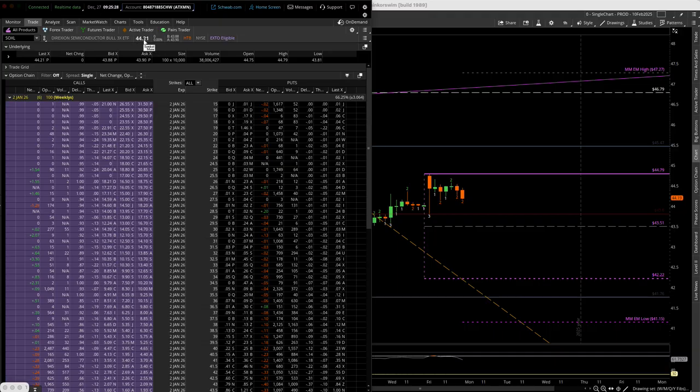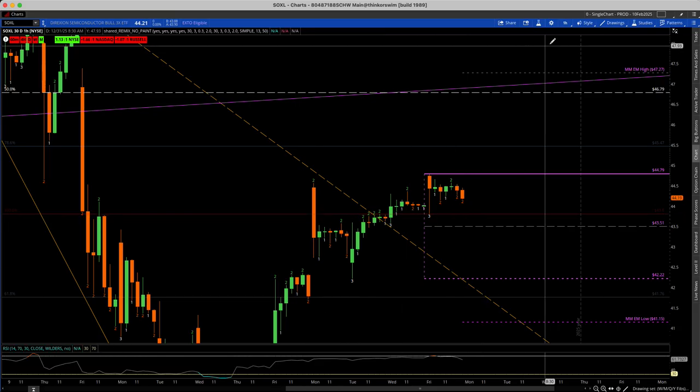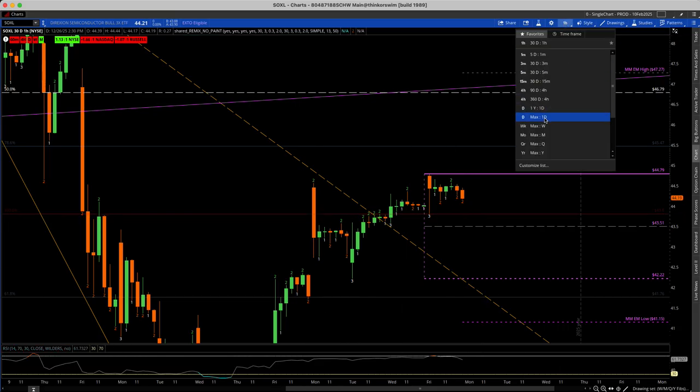So if we take the close price, 44.21, and we add $3.06, we get 47.27. And if we take that 44.21 and we subtract $3.06, we get this 41.15. All right, so that's how you are able to get the market maker's expected move.